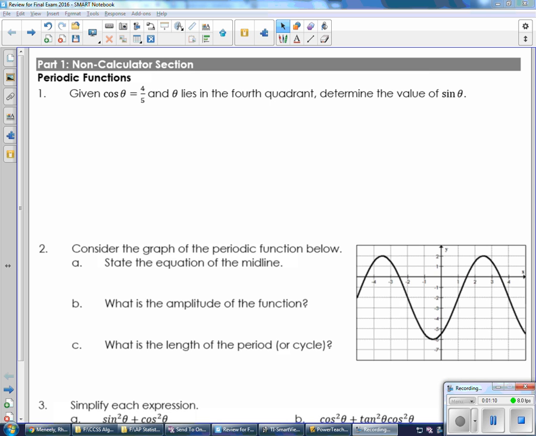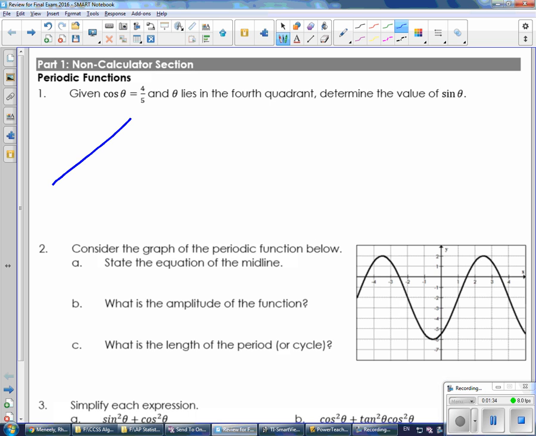Well, if I look on my unit circle, I can see that the cosine is never equal to 4 over 5. If I look at the ordered pairs, the x values on my unit circle are either 1/2, the square root of 3 over 2, the square root of 2 over 2, 0, or 1. They're never 4 over 5. So I can't use the unit circle to help me identify theta. Instead, we have to draw a triangle.